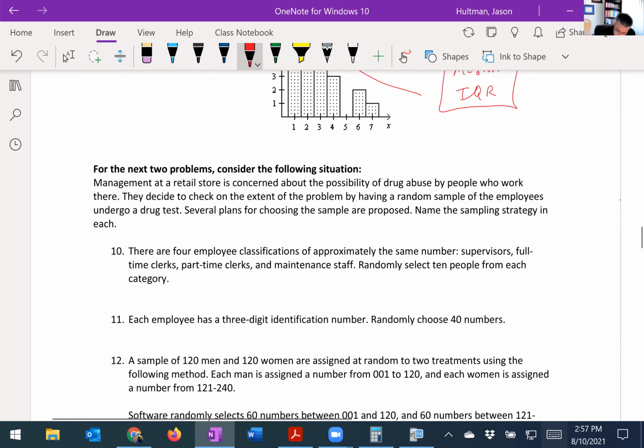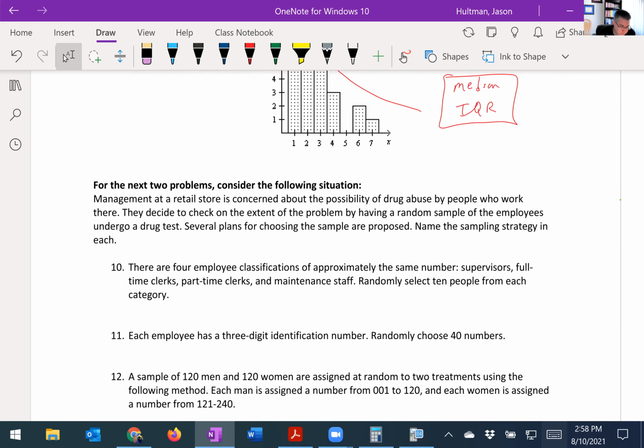Okay, for the next two problems, consider the following situation. Management at a retail store is concerned about the possibility of drug use by people who work there. They decide to check on the extent of the problem by having a random sample of employees undergo a drug test. Several plans for choosing the sample are proposed. Name the sampling strategy in each. There are 4 employee classifications of approximately the same number: supervisors, full-time clerks, and so on. Randomly select 10 people from each category.